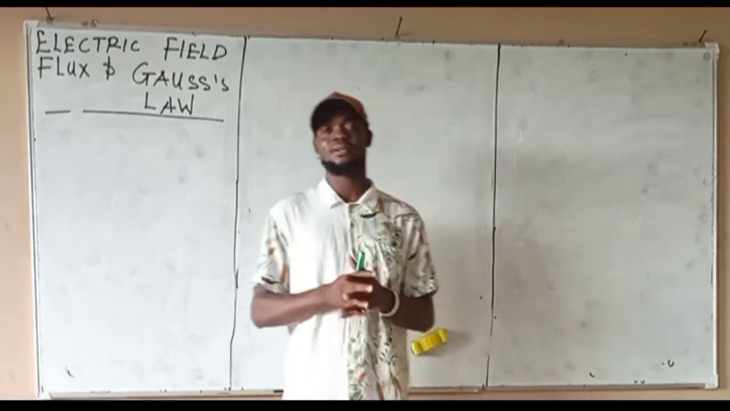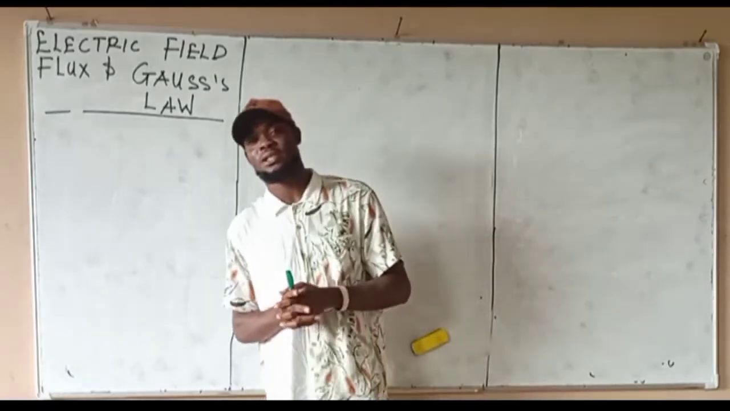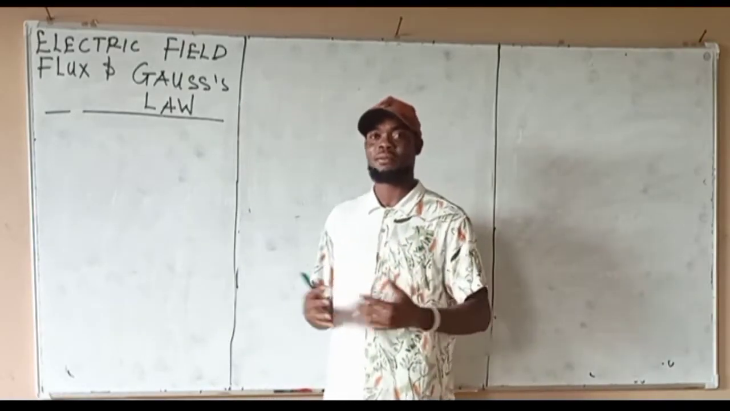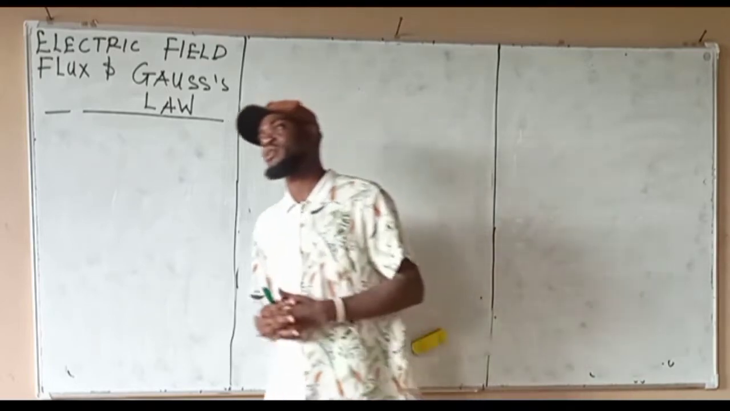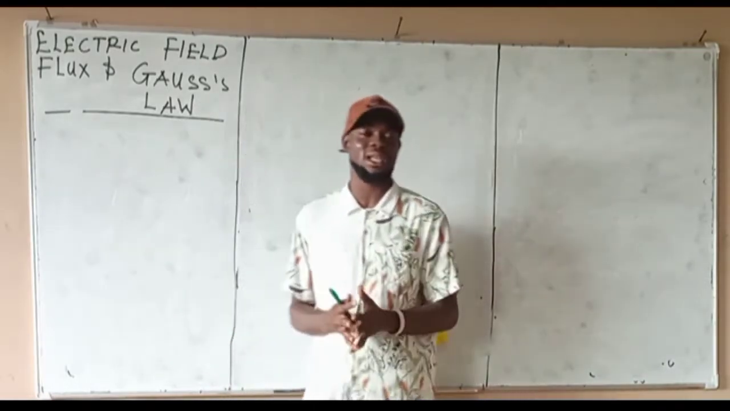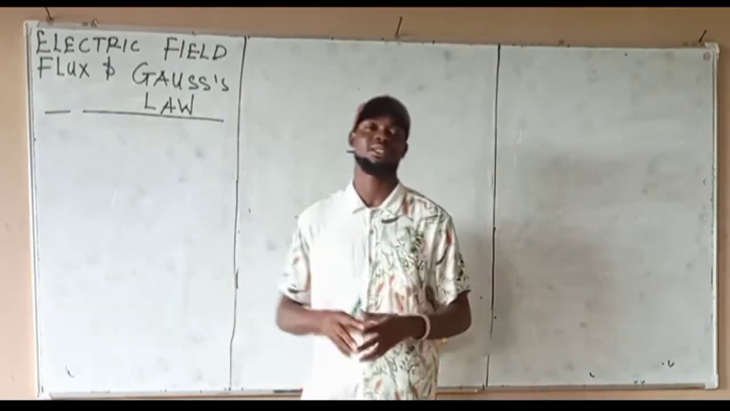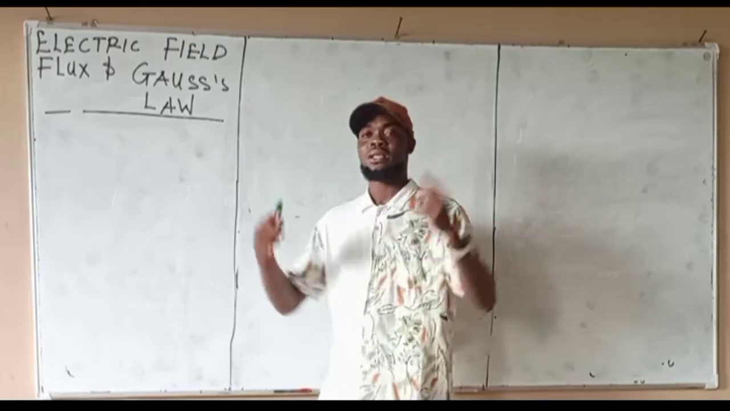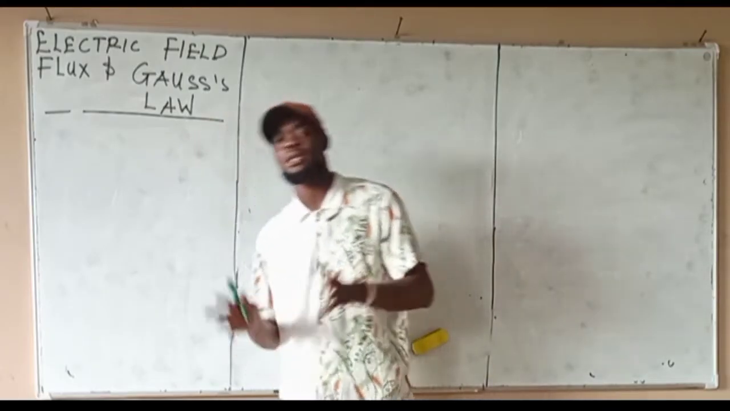Gauss's law states that the total number of electric field flux emanating from a closed surface, or the total number of electric field lines emanating from a closed surface, or the electric field flux leaving a closed surface, is equal to the net charge on that surface divided by permittivity of what? Free space. Divided by what?